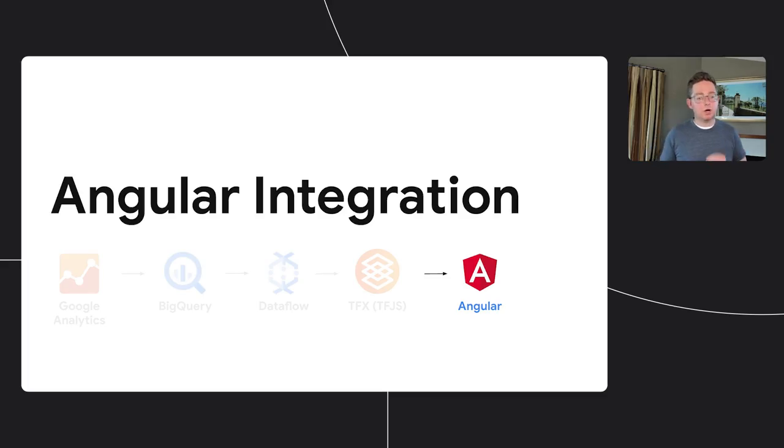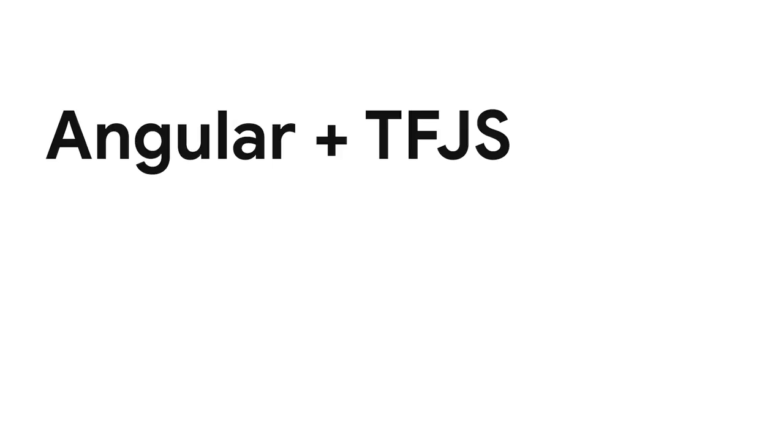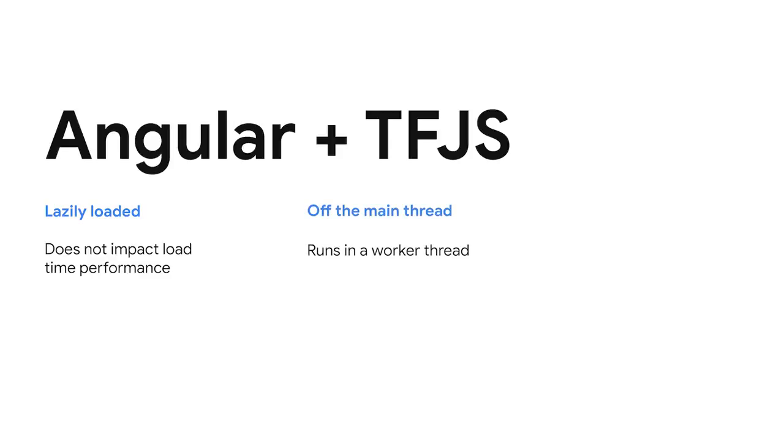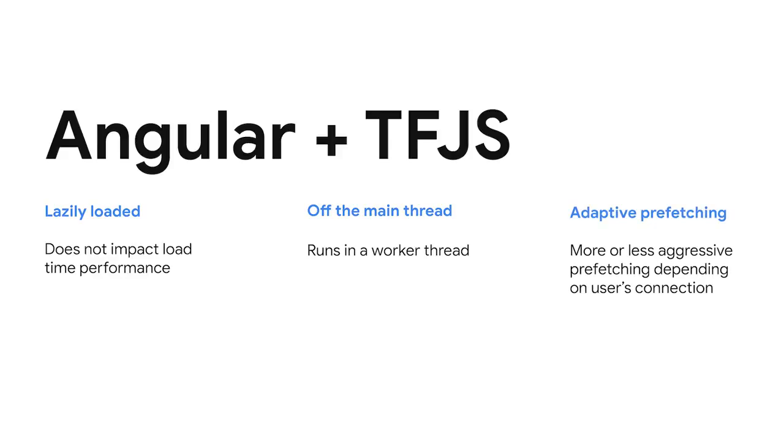Now, let's talk about how we would integrate our TFJS model with Angular. Our Angular and TFX integration can lazily load the model to avoid impacting load time performance, which would harm the user experience. Similarly, it can run the model off the main thread as a worker thread to ensure that frames are not dropped, negatively affecting the user. Finally, it can use the model to adaptively prefetch pages, striking the right balance based on the user's connection.